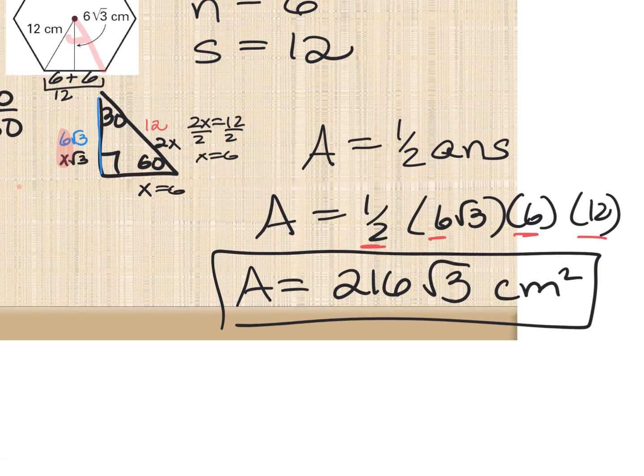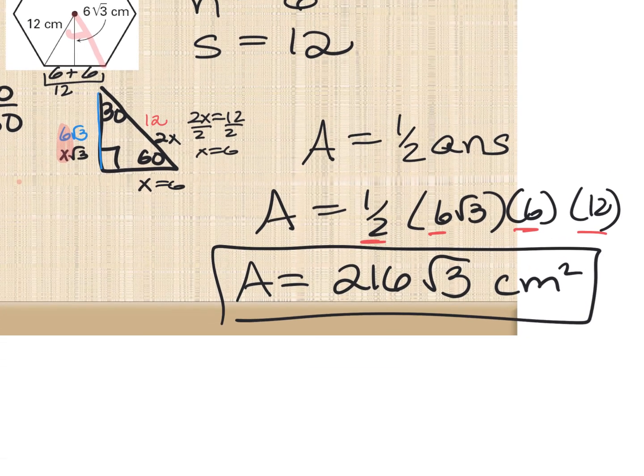If you were asked to round to the hundredths place, then you'd have to figure out the square root of 3. And that would have been 374.12 centimeters squared. But I want it left exact, so you're going to leave it in radical form.